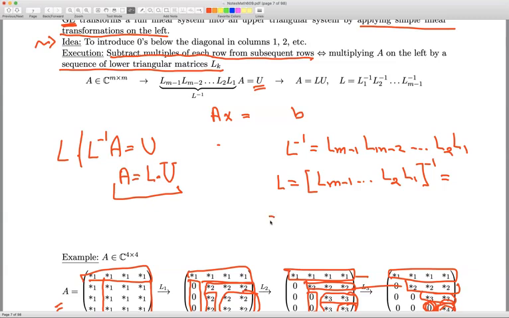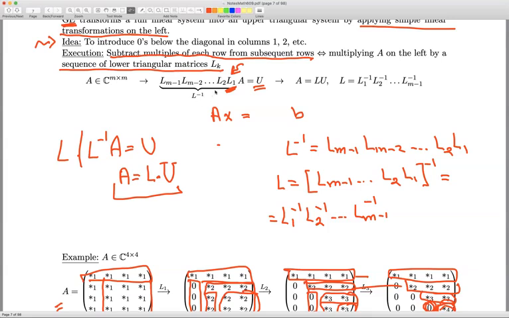And then using the rule for finding an inverse of a product, this will be exactly L1 inverse times L2 inverse, and so on, times Lm minus 1 inverse. So what we need to do is first find how this operation, subtracting multiples of each row from subsequent rows, can be done by multiplying the matrix A on the left by a particular lower triangular matrix. So we have to determine what all those matrices are.